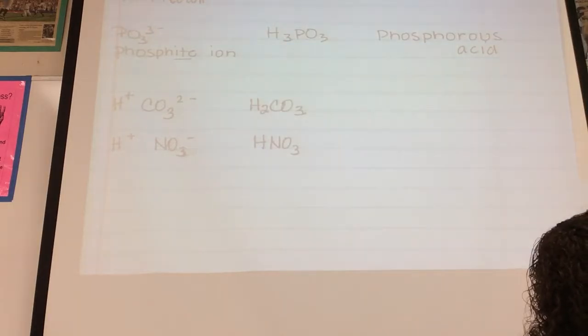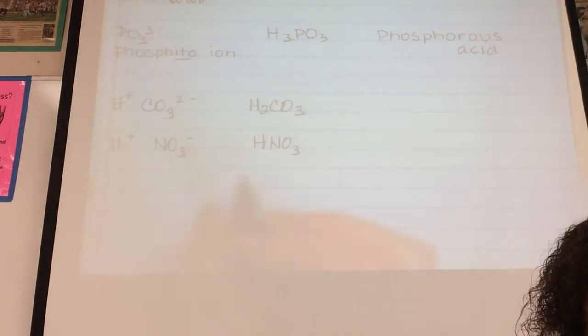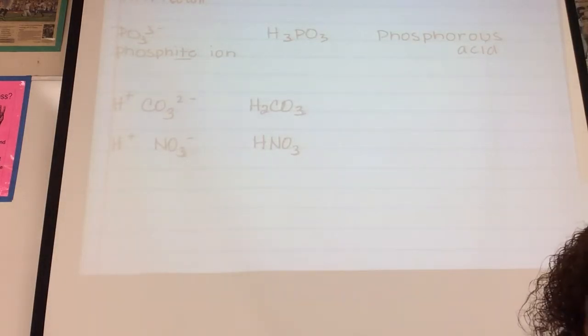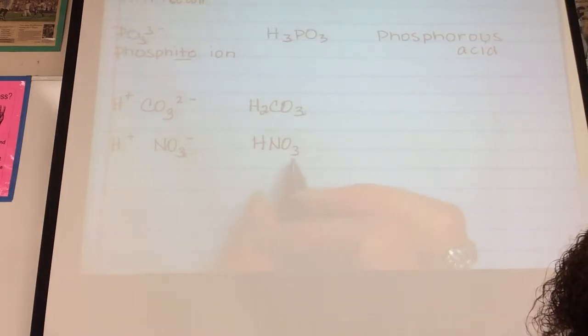The next one is hypoiodous acid. Now this one, I don't give you a hypoiodite ion on the back, but you know how to do this because if you have hypo, how many O's do you have? 1.